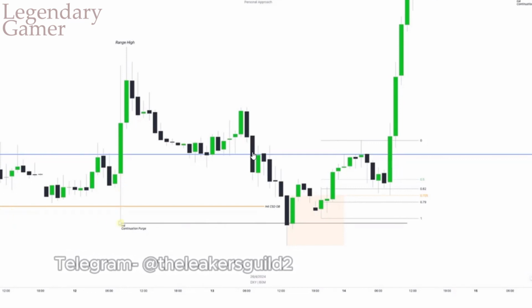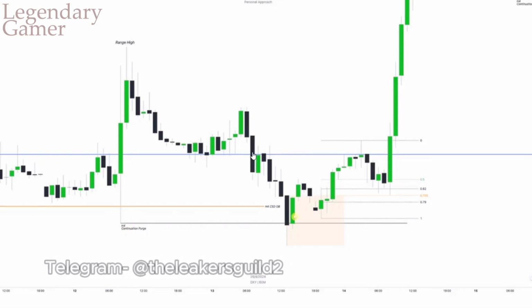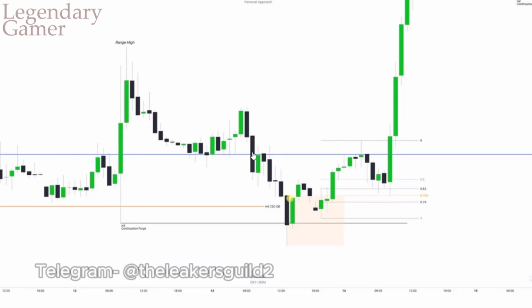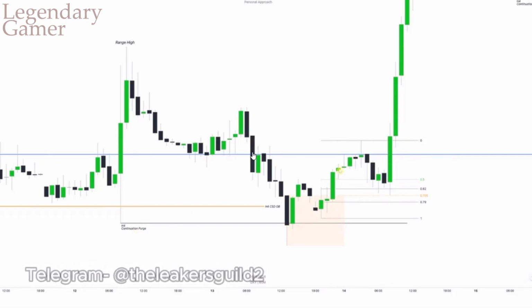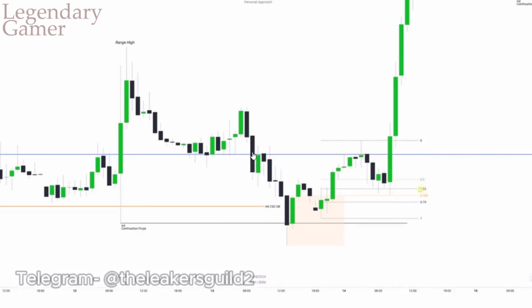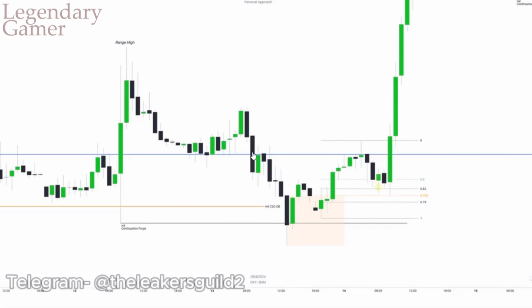Now we had that 4-hour continuation purge, so we purged the low down here. Then what forms? A high probability order block, right? Because it is a purge of a low, and then we can see a push up above it, and now we've got that 50% to 62% retracement level is also a POI where you can take longs from.